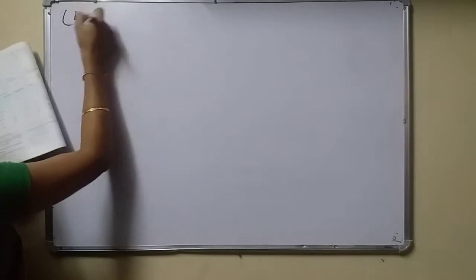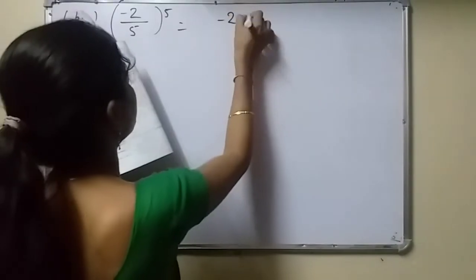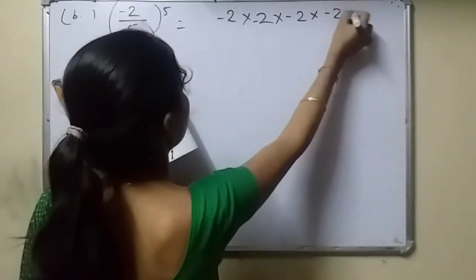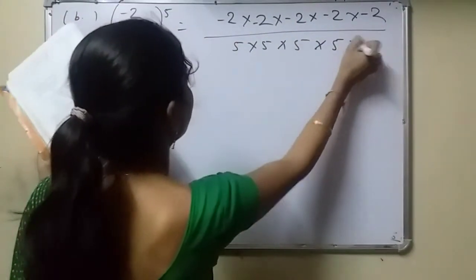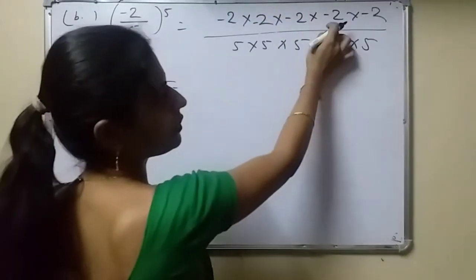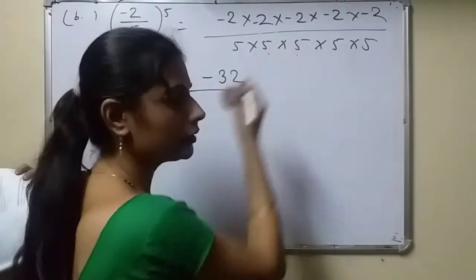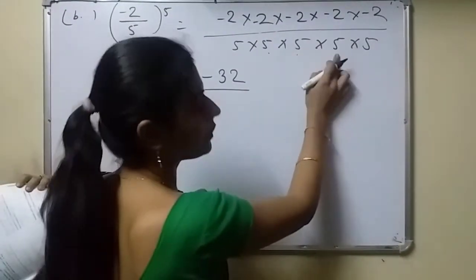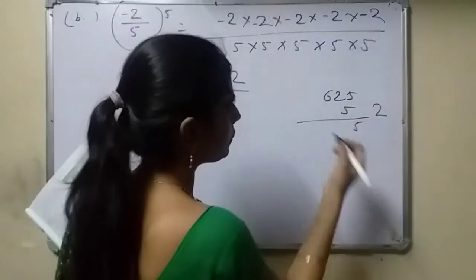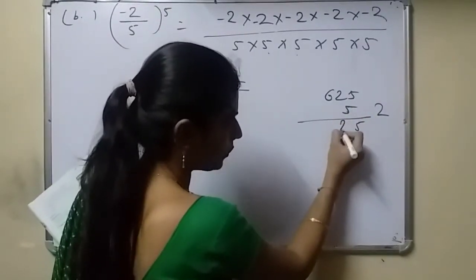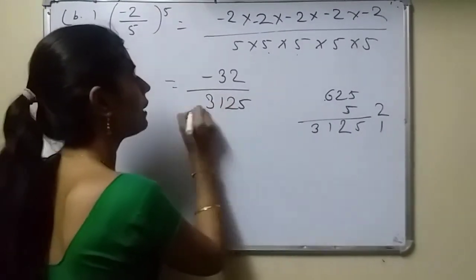See question number B. Minus 2 by 5 to the power 5 means minus 2 into minus 2 into minus 2 into minus 2 into minus 2 divided by 5 into 5 into 5 into 5 into 5. It means 2 2s are 4, 4 2s are 8, 8 2s are 16, 16 2s are 32, so minus 32 divided by 5 5s are 25, 25 5s are 125, 125 5s are 625.